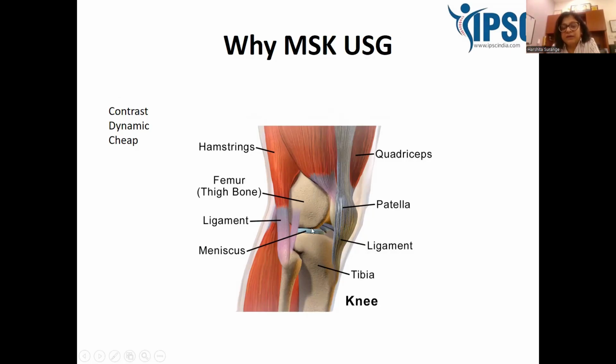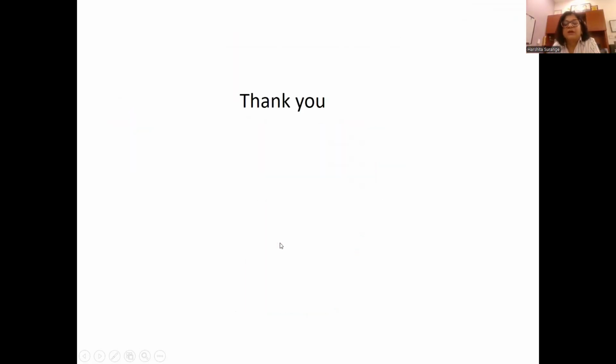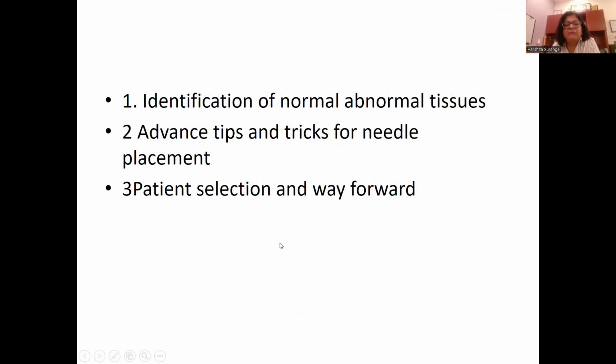Okay, then the other thing is that for extra-articular pathologies, you can always do a dynamic scan, a stress test, to see whether there is a complete tear, a partial tear, or an impingement. So I'm going to stop here, and stay tuned for my next video, where we'll be talking about identification of normal and abnormal tissues, advanced tips and tricks for needle placements, and patient selection and the way forward.